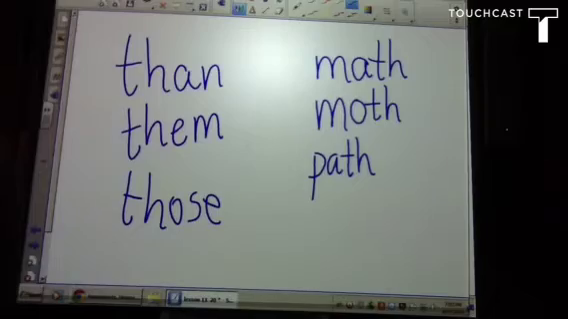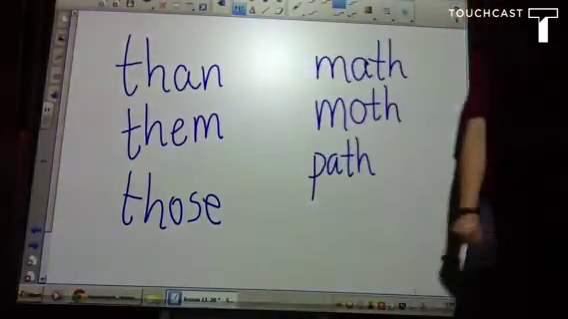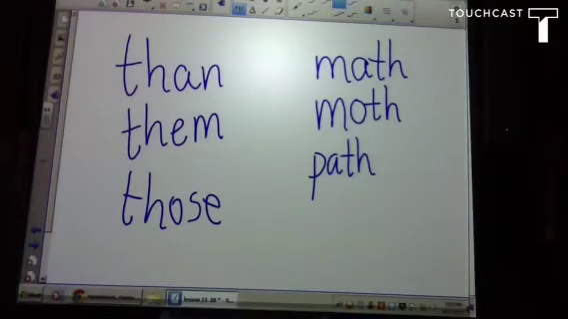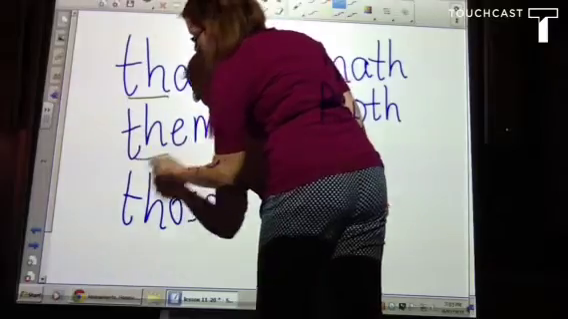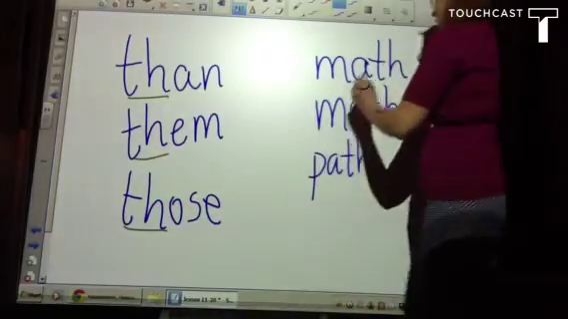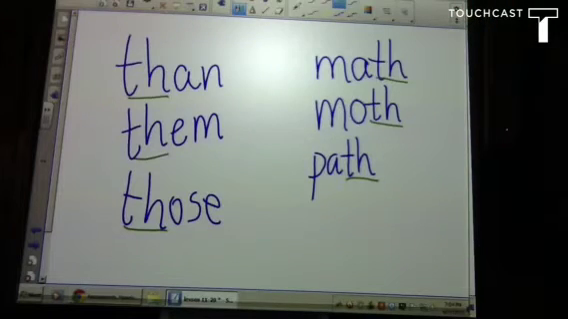So, how do we code digraphs? You underline them. So let me underline all of our TH digraphs here. Is TH a vowel digraph or a consonant digraph? Consonants. How do you know? Because it's not vowels. They're made of consonants, aren't they?